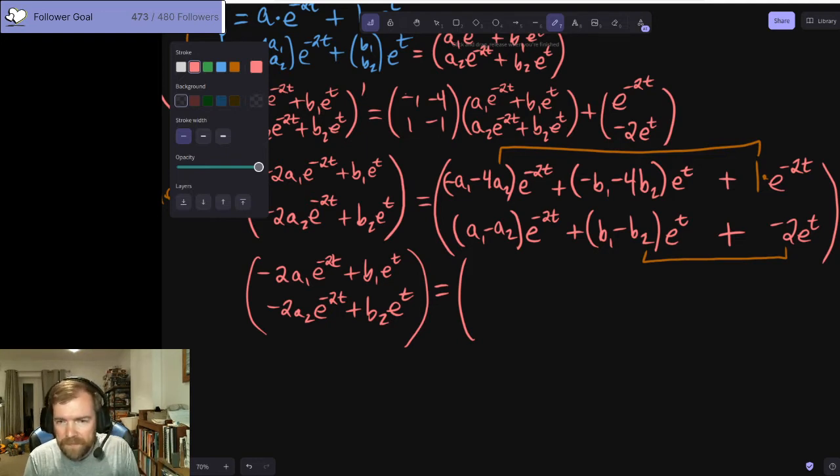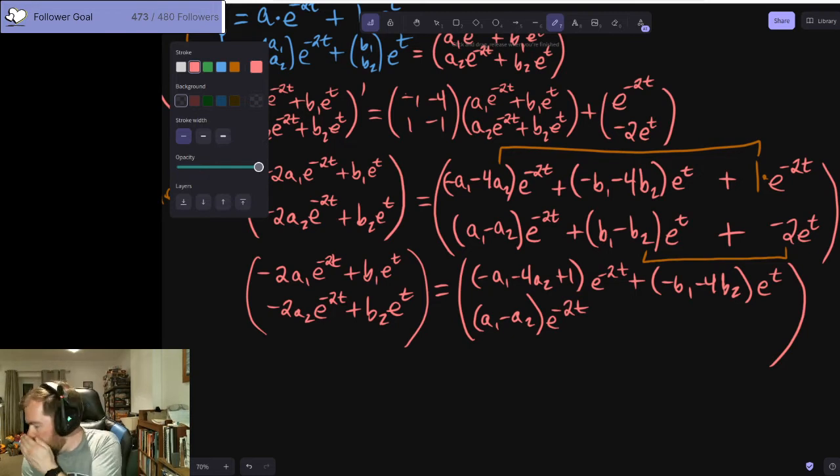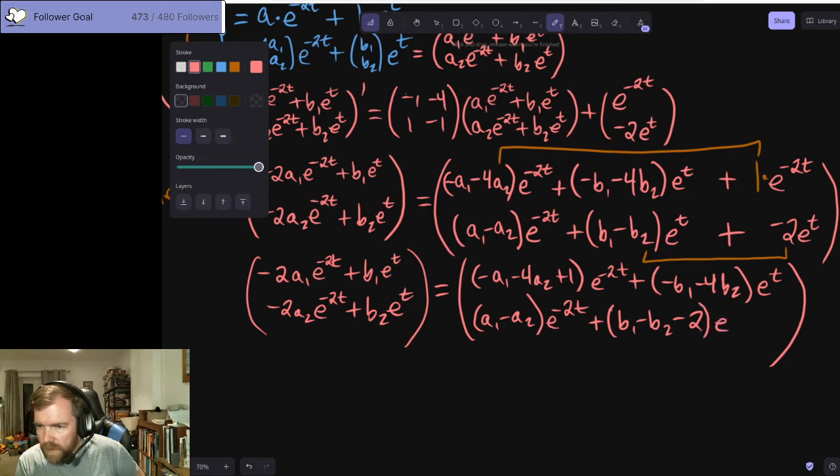So, alright, this is negative a1 minus 4a2 plus 1 e to the negative 2t plus parentheses negative b1 minus 4a2. Okay, and a1 minus a2 e to the negative 2t plus b1 minus b2 minus 2 e to the t.